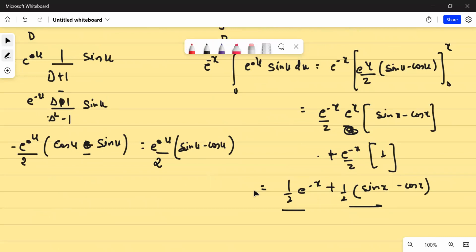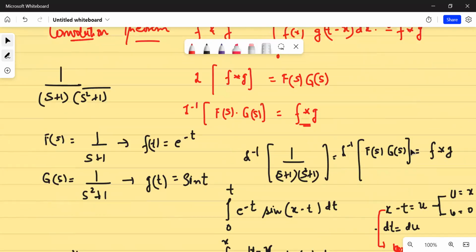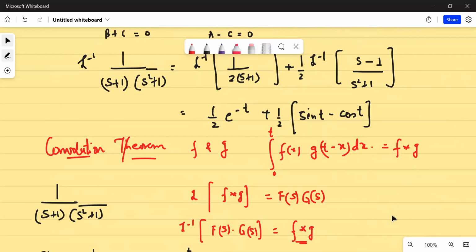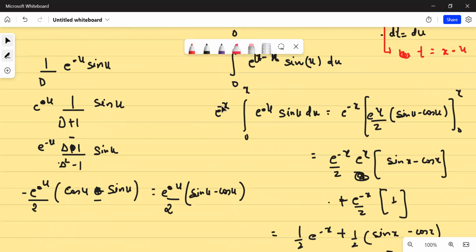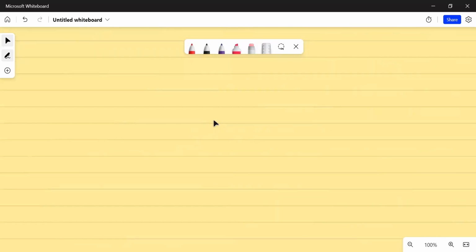Is there any doubt? So this is the same thing that we've got here also. Okay. So Laplace inverse, in any case, you go by any sort of formulation, you'll get the same answers. Don't worry about it.